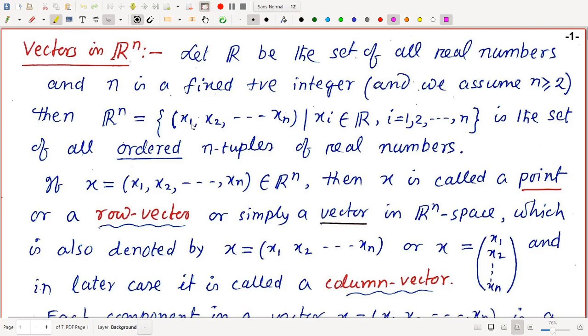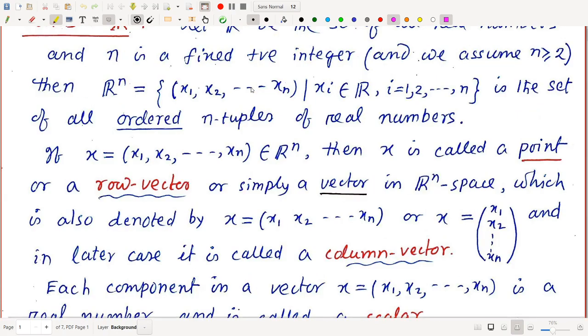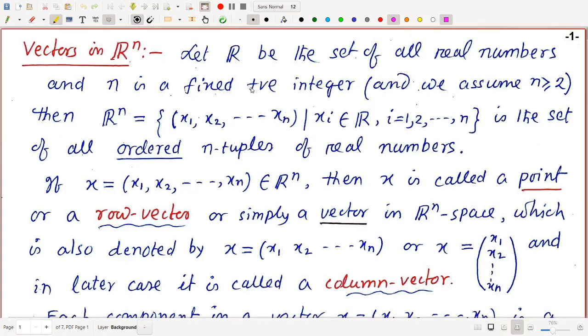See, first bracketed (x1, x2, ..., xn). This is an ordered n-tuple having n components, where all components are real numbers. So this set is denoted by R to the power n. It is the set of all ordered n-tuples. If we change the position of x1 and x2, say if I bring x2 first, x1 next, then it is another ordered n-tuple. Okay, so this is R to the power n.